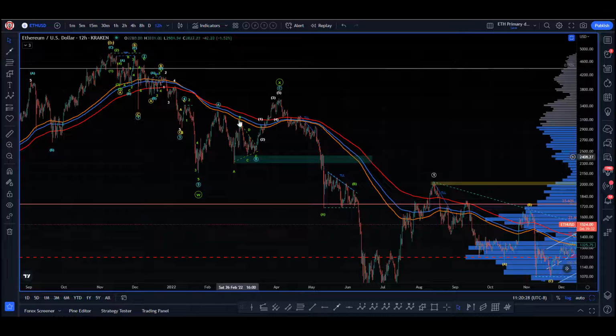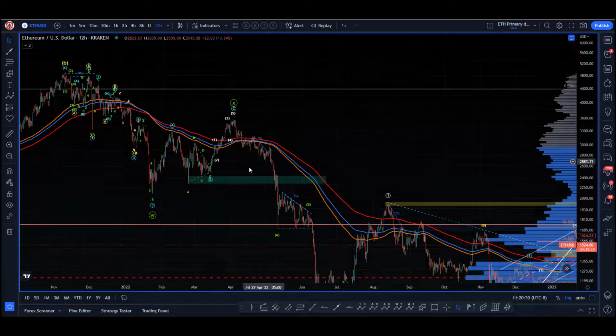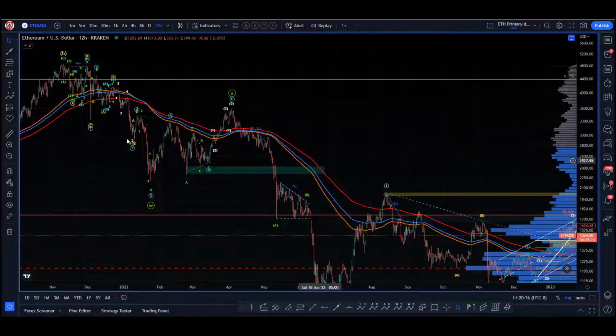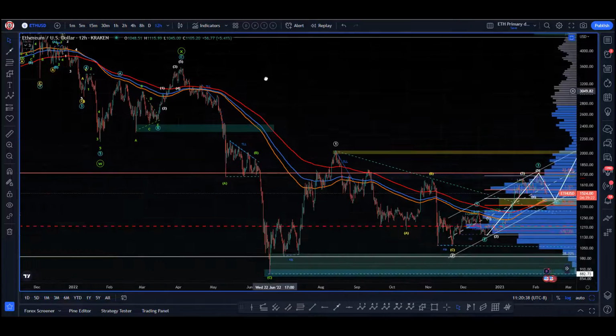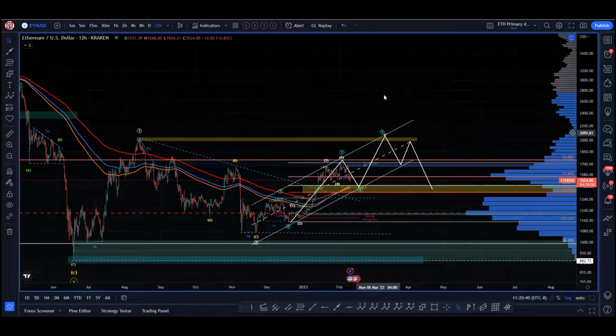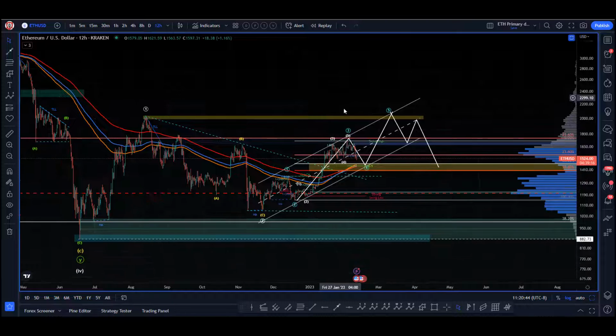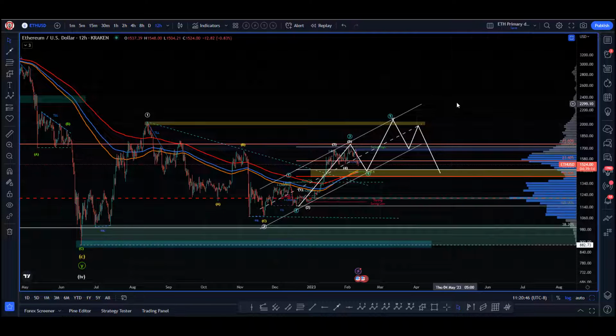Oh, it's a triangle. Oh wait, no, it's a double zigzag. Oh wait, no, it's a WXYXZ. It's a flat. Again, you're going to be wrong so many times in here. Then when it finally really shines, you're so mentally twisted, you can't take the trade.